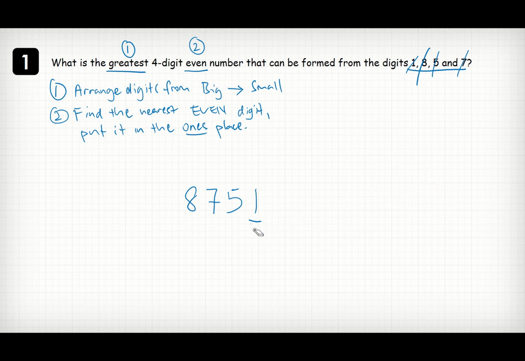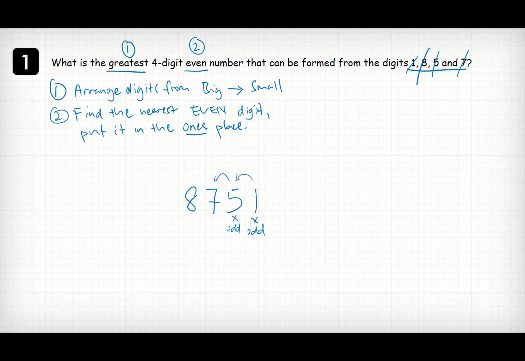Right, so let's look at the nearest even digit. Is this an even number? This is not an even number, it's an odd number. So we cannot leave it there. The number is still an odd number. Next, let's look at the tens place. Is 5 an even digit? No, it is not. It's an odd digit. So we cannot use it.